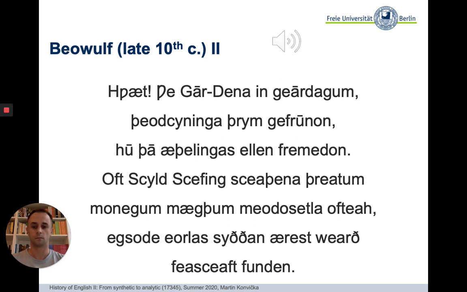Oft shield shaving shelden a thratum, monigum meitum meldo settler of terch, eizo de erolas, sit an aret where thou shalt funden. Right, Old English, 1,000 years ago.